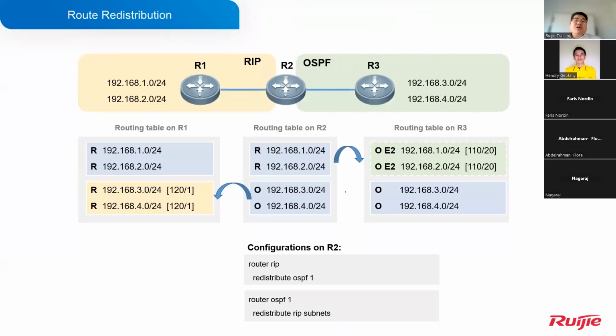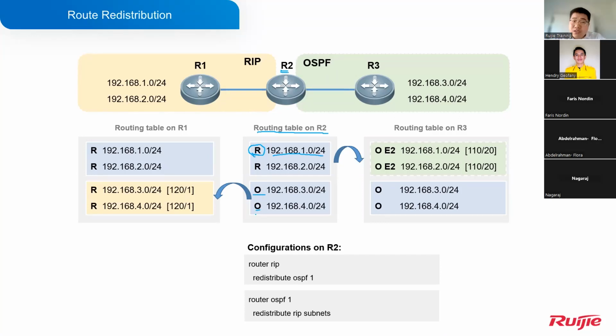Next is about route redistribution. Firstly, we should know what it is. Here we can see an example. We have three routers: R1, R2, and R3. On R2, you can think it's running RIP and OSPF at the same time. So when you check the routing table on R1, you can see the RIP routes. R represents RIP. And you can see the OSPF routes. O represents OSPF.